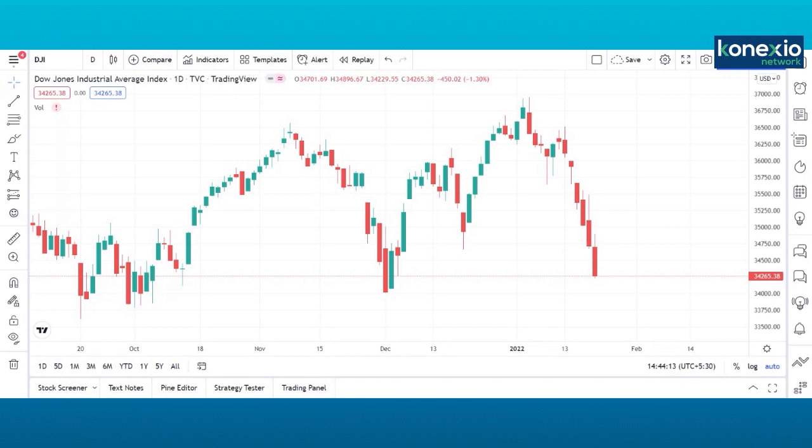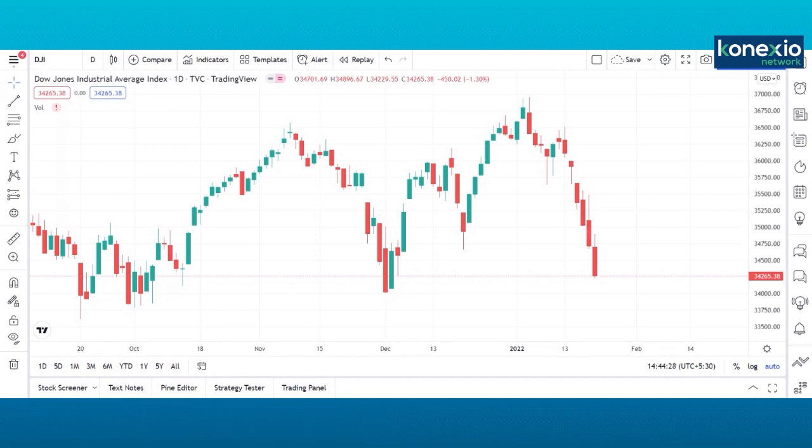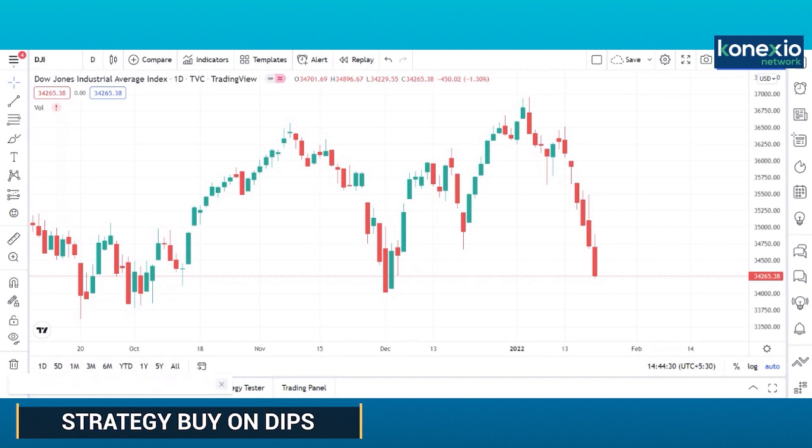Whereas on the upside, the first resistance is placed at 17,777. Second resistance is placed at 17,943, and third resistance is placed at 18,018. And the overall strategy should be buy on dips.